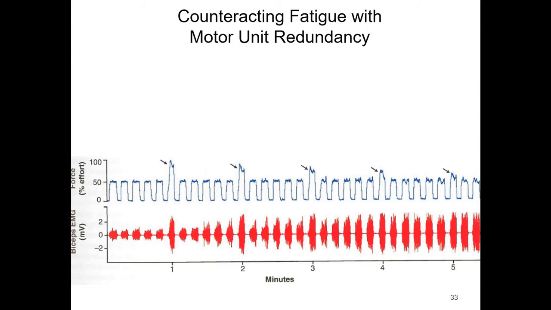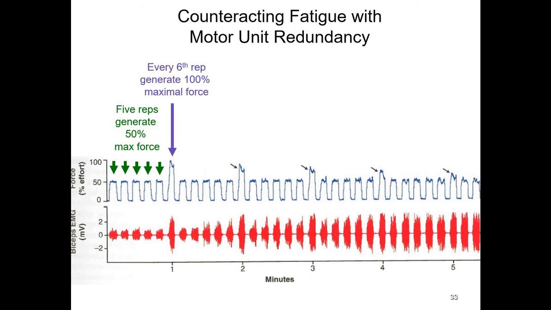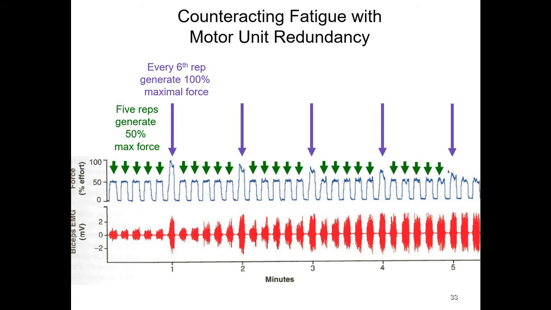Here we see some data from an experiment in which participants repeatedly isometrically contracted their elbow flexors. Each contraction lasted for 6 seconds, followed by 4 seconds of rest. In this task, participants produced 5 contractions with 50% of their max force. Then they produced 1 contraction with 100% of their max force. This pattern was then repeated.